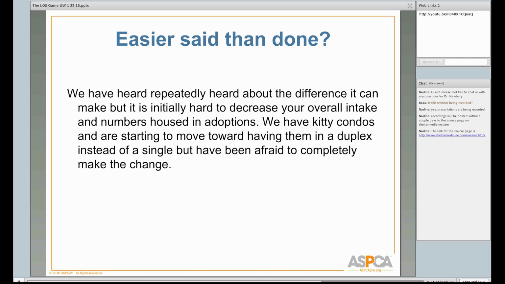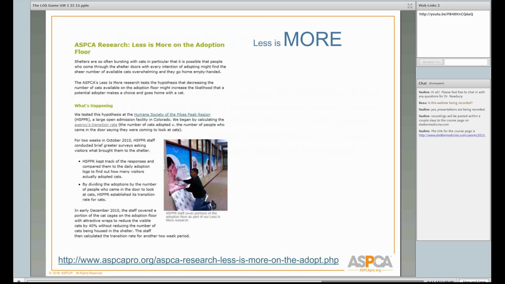This is research results from the ASPCA. They actually did a little study at Less is More on the adoption floor, and what they did is they looked at what they call the turnover rate. So this had to do with that sort of science of choice. If you give too many options, is it too overwhelming?